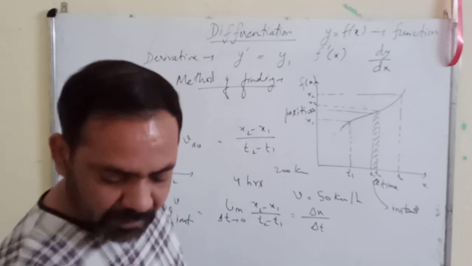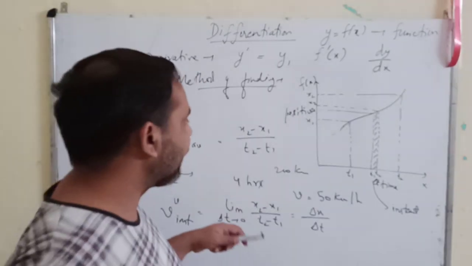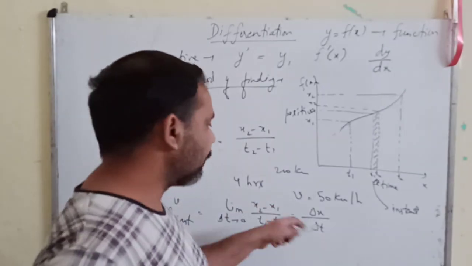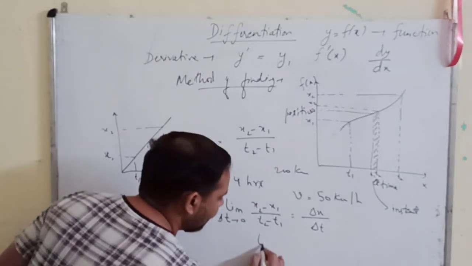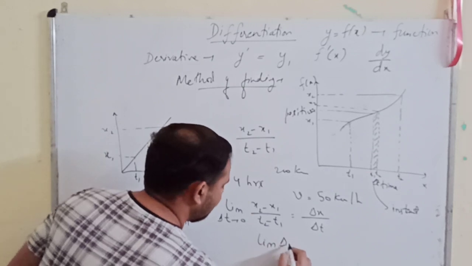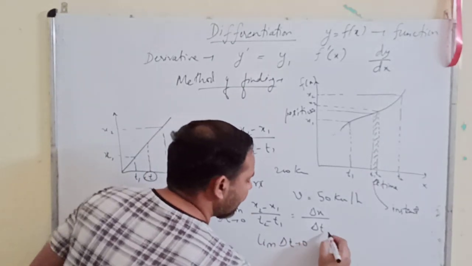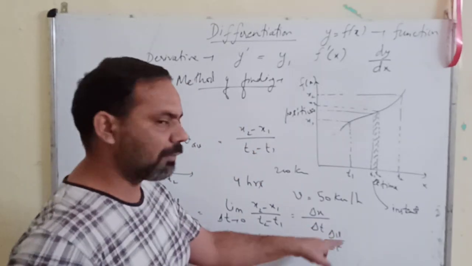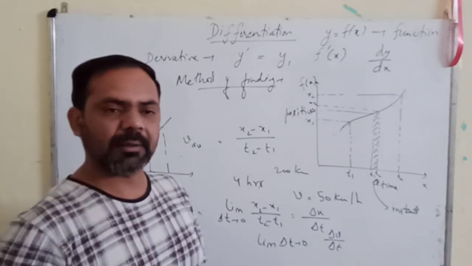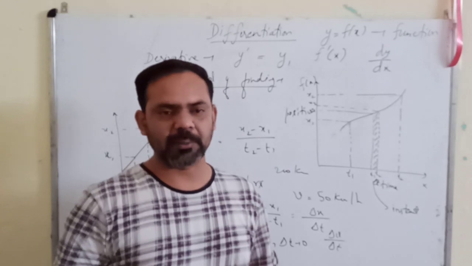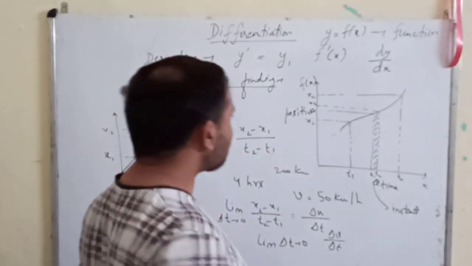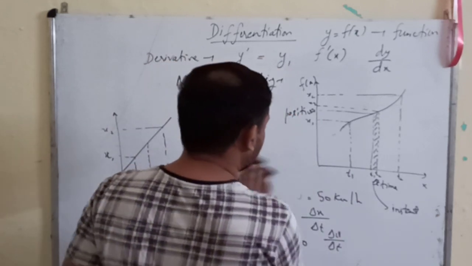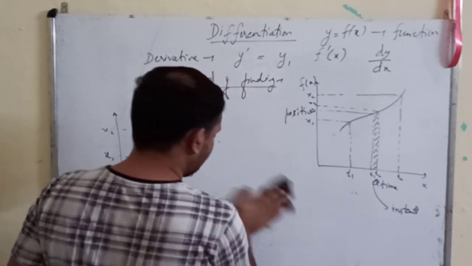We use this in several conditions. Suppose you want to find the instantaneous acceleration, then also it will be the limit as delta t tends to 0 of delta v upon delta t, the rate of change of velocity given that the change in time is infinitesimally small. So this is nothing but your differentiation. Now I will come back to my topic again.